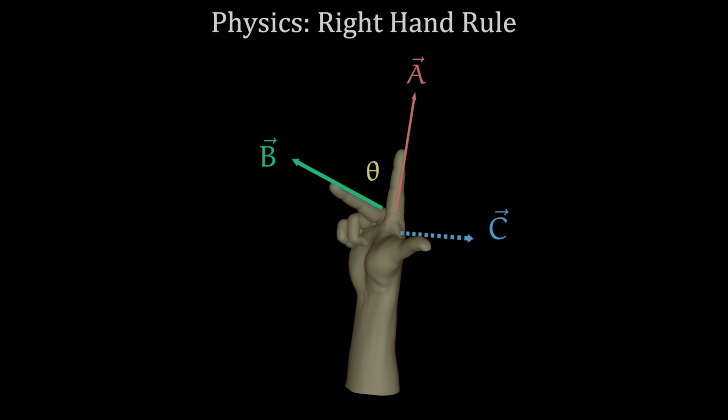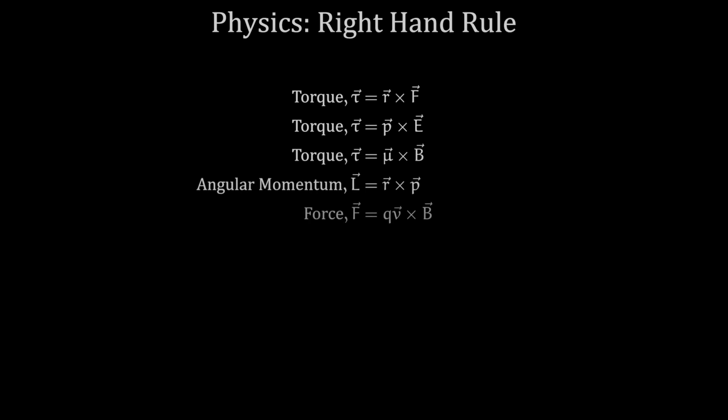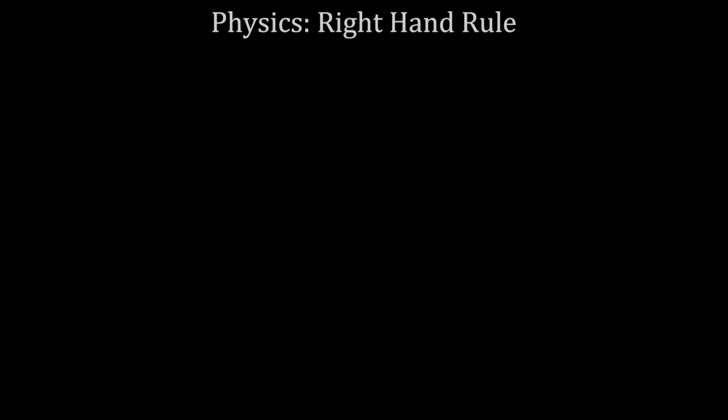So now that we know what the right-hand rule is, and how it is used for cross products, how does this help us in physics? Well, cross products show up all over physics. Cross products are also used to define all of our coordinate systems too.